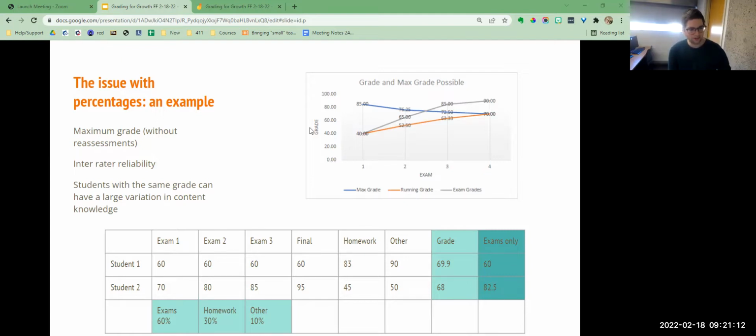So looking at these 2 things, if we look at the exams only, student 1 got a 60% and student 2 got an 82.5%. So looking at this, which grade would more accurately reflect what the student knows? The overall weighted grade or the exams only grade? Wow.